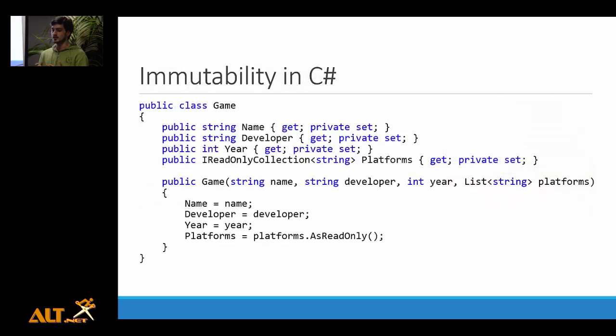So let's first take a look at how we'd start doing some immutability in C#. Here's a class that represents a game. So you'll first see that we've got four properties. We've got name, developer, year, and a list of platforms. You can see that all of the properties have private setters, and they're only set through the constructor, right? And the list of platforms that we take in is actually taken in and then converted to a read-only collection. So once we create an instance of this particular class, we can't change it at all. It's immutable. So now let's look at how we do the same thing in F#.